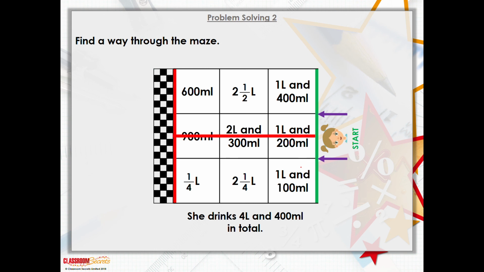Okay, well done. This is the route that you should have. So 1 litre and 200 millilitres, add 2 litres and 300 millilitres. Altogether from those two, you would have 3 litres and 500 millilitres. And then if you add on a further 900 millilitres, you would get the total of 4 litres and 400 millilitres.